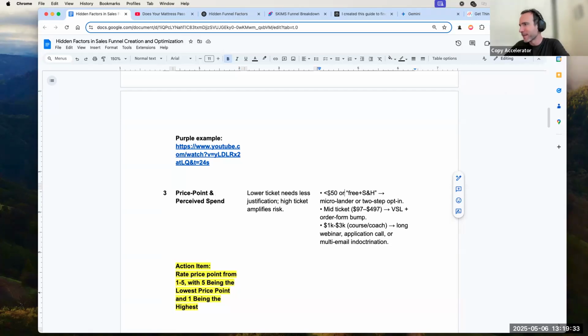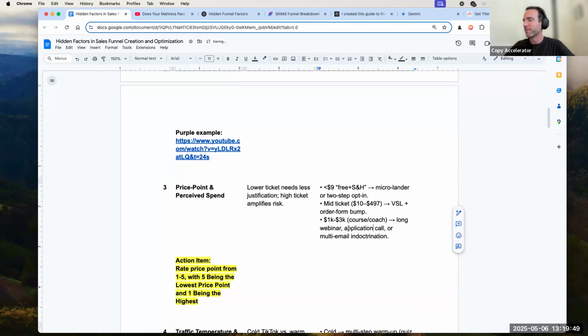I don't know if I like less than $50 equals microlander or two-step opt-in. I think that's silly, but I would say less than $9, or anything from about $10, right? But basically this is pretty accurate. If you've ever gotten a free-plus-shipping book, often it's part of an ascension funnel. Or a free trial on a supplement, or a webinar opt-in.